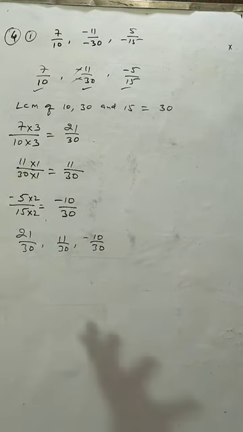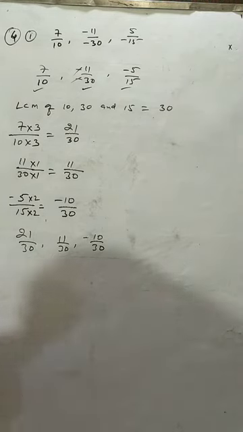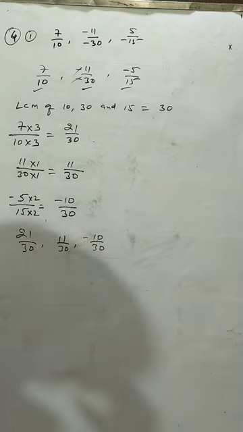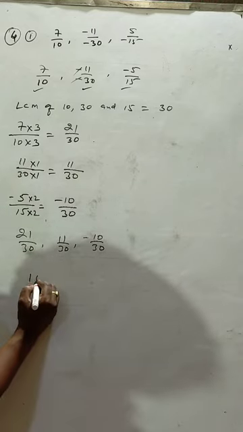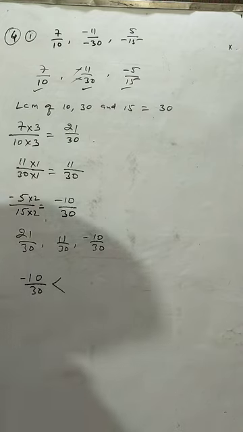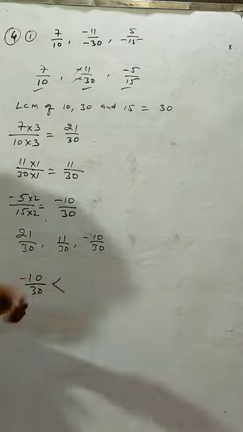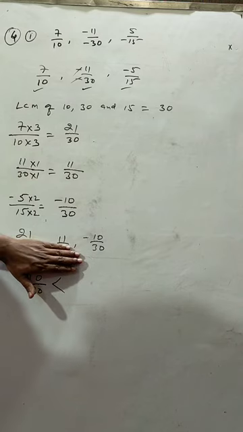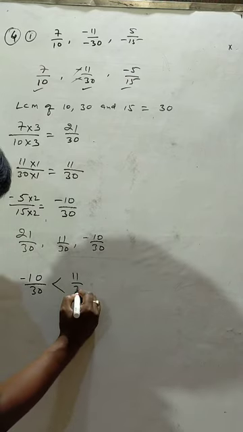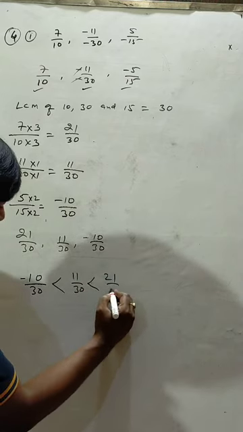And we have to arrange these numbers in ascending order. Ascending order means the smallest will come first, then larger, and at last the largest, that is, in increasing order. So among these three rational numbers, this one is negative, therefore this will be the smallest. So minus 10 by 30 is the smallest. Now compare 21 by 30 and 11 by 30. Which one is greater, 21 or 11? Obviously 11 is smaller, so 11 by 30 is smaller than 21 by 30.